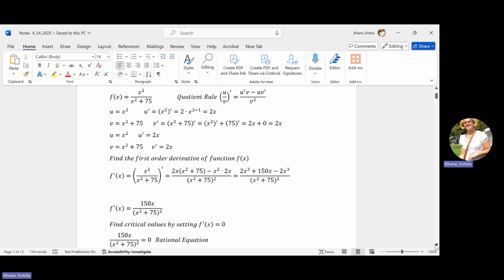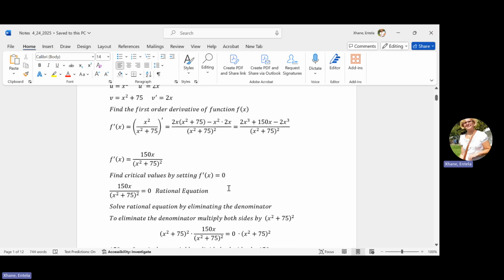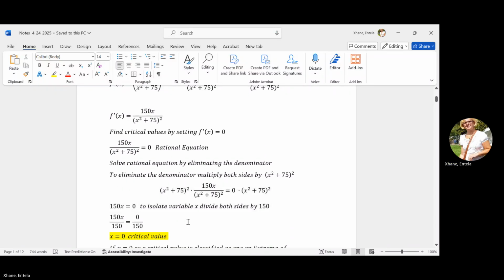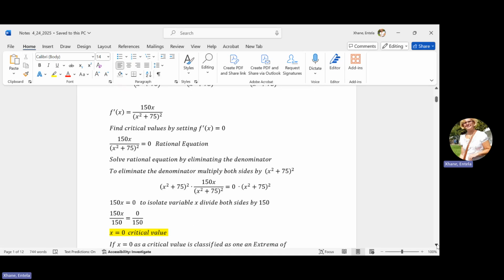So to find the critical values, I'm going to set the first order derivative equal to 0. That's a rational equation. You solve the rational equation by eliminating the denominator. And to eliminate the denominator, you multiply both sides by (x squared plus 75) squared. And that's what I did in my next step. So the denominator is eliminated on the left-hand side, and the multiplication by 0 generates the 0 on the right-hand side. So the only thing remaining on the left-hand side is 150x equals 0. If I divide both sides by 150, the critical value is 0.